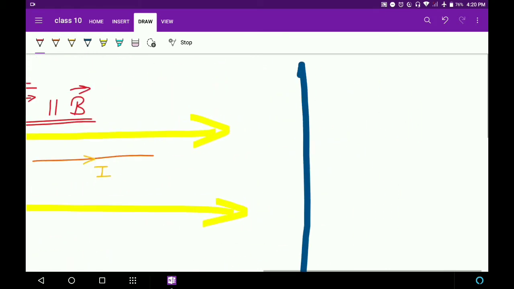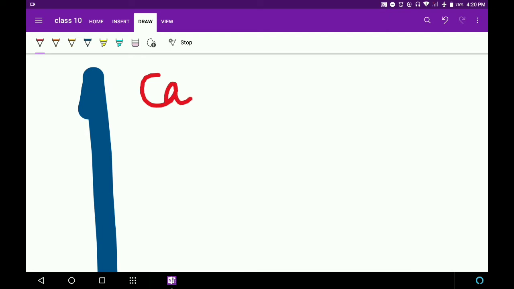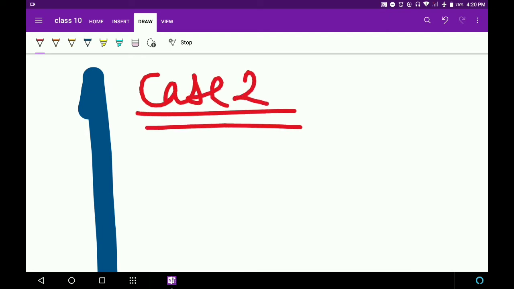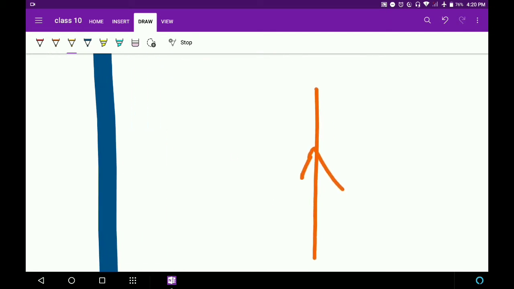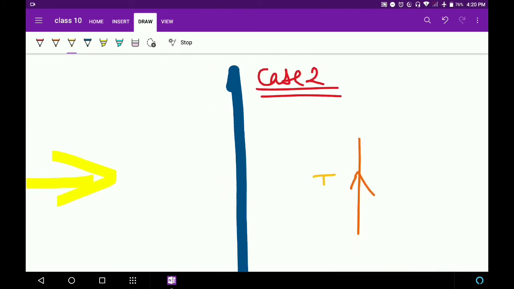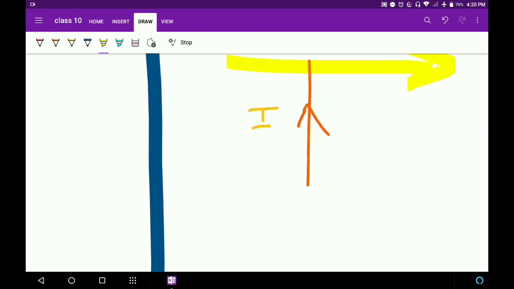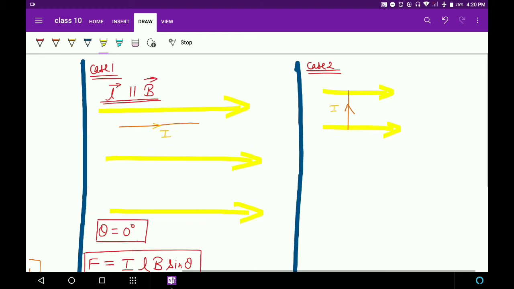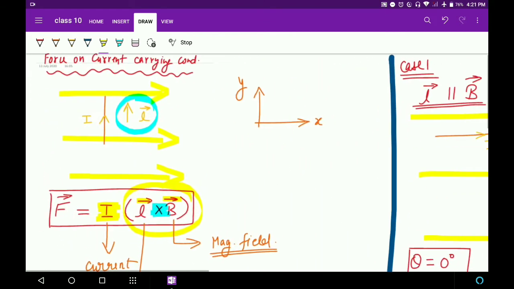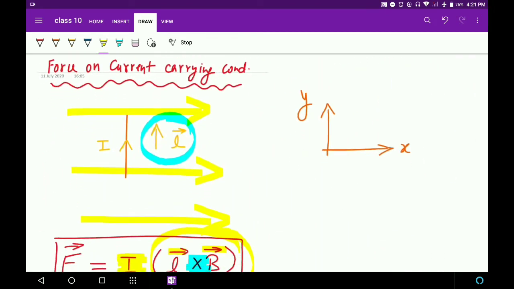Case 2. In case 2, I will take magnetic field as well as the current perpendicular to each other. So if my current is flowing like this, my magnetic field is somewhere like this. The situation which I have taken in this is the same situation which I have taken in the starting.